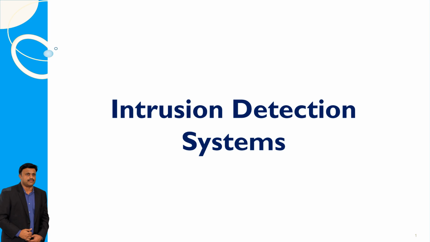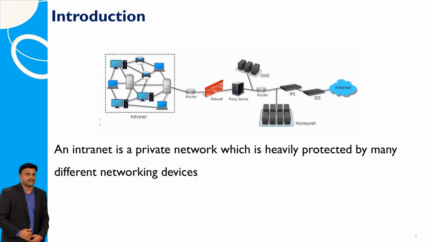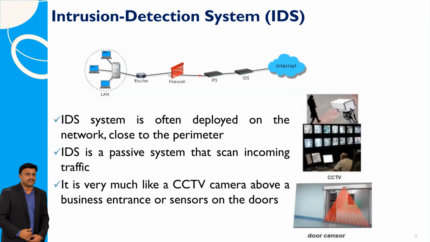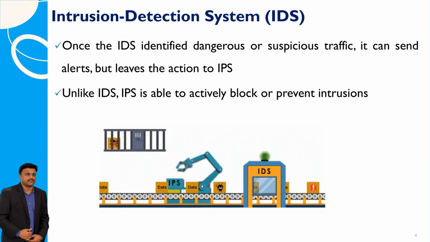Intrusion Detection Systems. An intranet is a highly secure private network, safeguarded by various networking devices. An intrusion detection system is commonly placed near the network perimeter, functioning as a passive system to scan incoming traffic, much like CCTV cameras above business entrances or sensors on doors. An intrusion detection system monitors network traffic and, upon identifying potentially harmful or suspicious activity, it sends alerts.